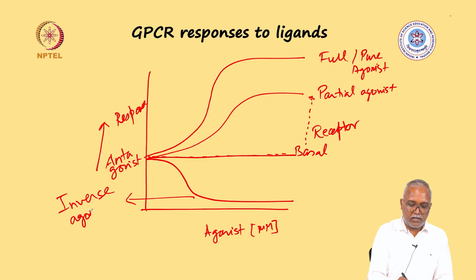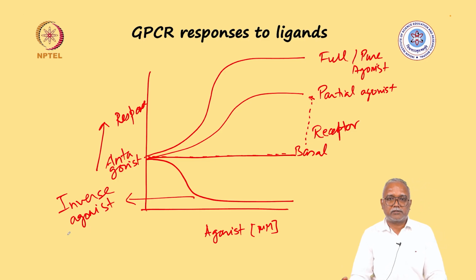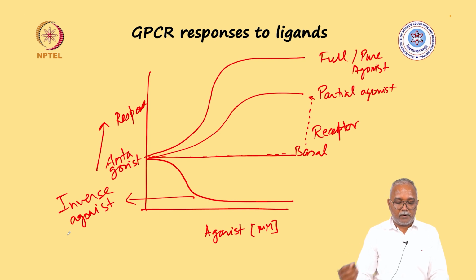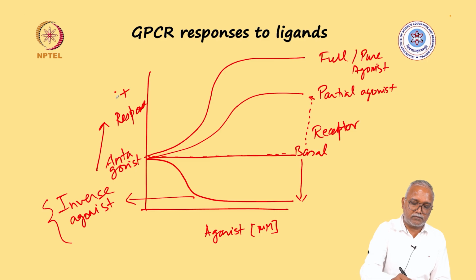Remember, whenever we are talking about inverse agonist, which we may not discuss much in coming classes related to GPCR signaling, but wherever this concept of inverse agonist comes, you are thinking about some basal activity below which this inverse agonist is driving the reaction. So if this is a positive response, this is basically the negative response.